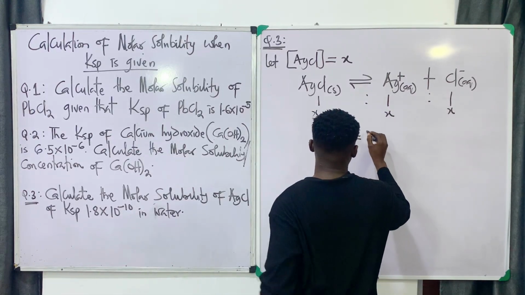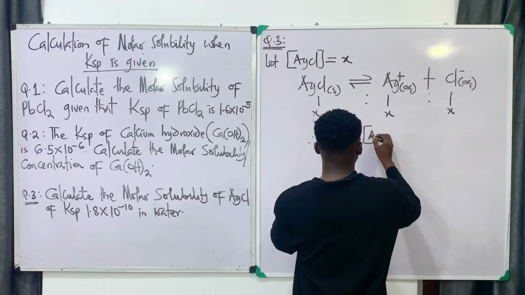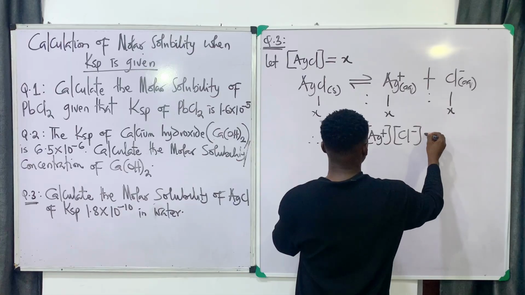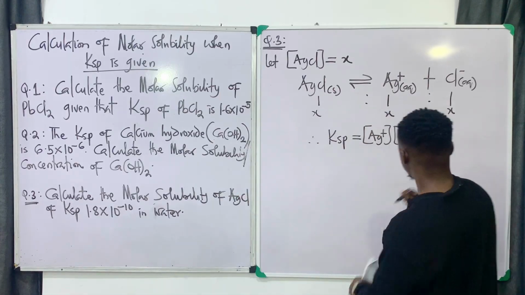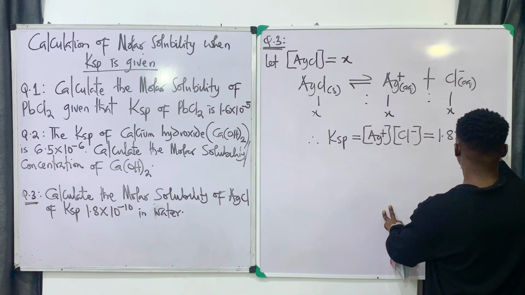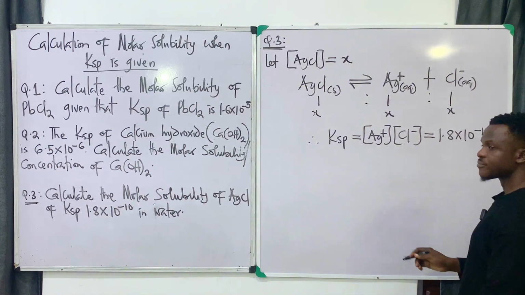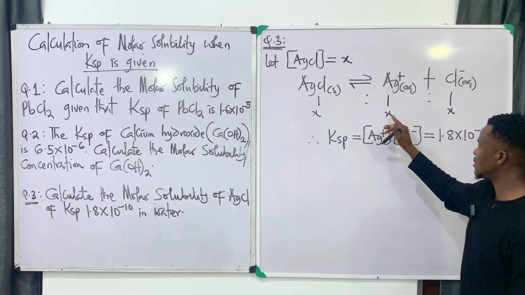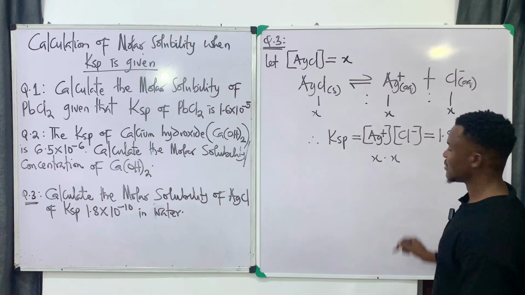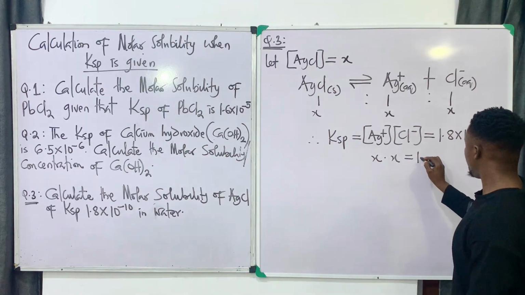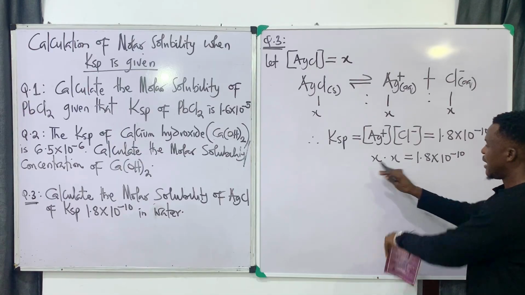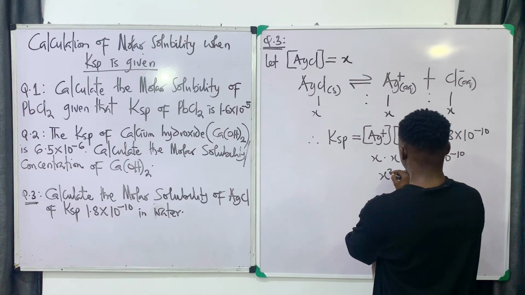So therefore, Ksp is Ag+ times Cl-, this is equal to the value of Ksp that was given to us, 1.8 times 10 raised to the power of minus 10. So anywhere I see Ag+, I'll put X. Anywhere I see Cl-, I'll put X. Now this is equal to 1.8 times 10 raised to the power of minus 10. X times X, X squared.